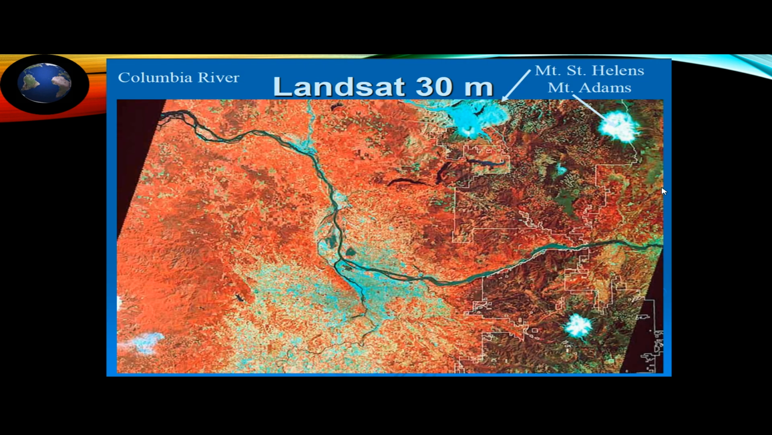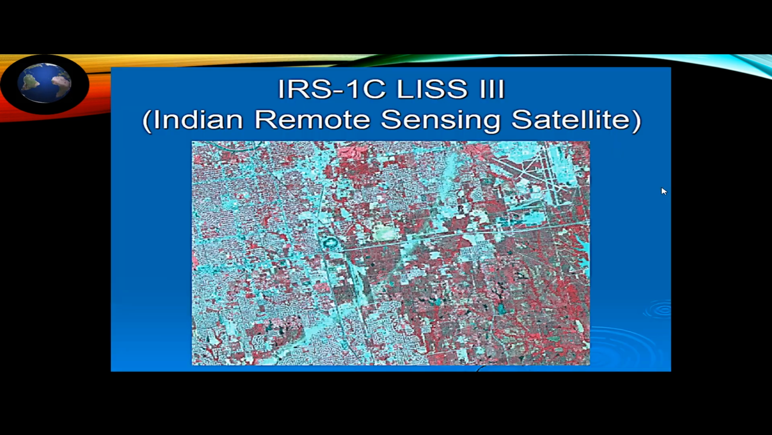This is the Landsat 30-meter resolution image of the mountain St. Helens or St. Adams, and the Columbia River. And this is the Indian remote sensing IRS-1C LISS-3 imagery. You can see how it appears.